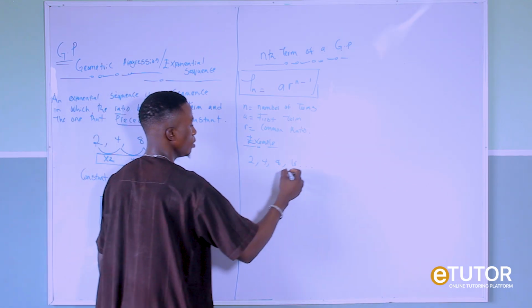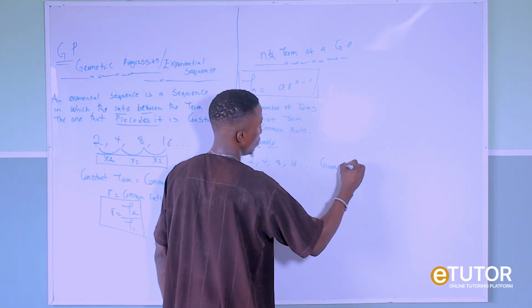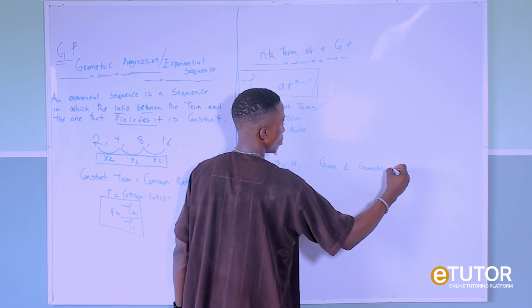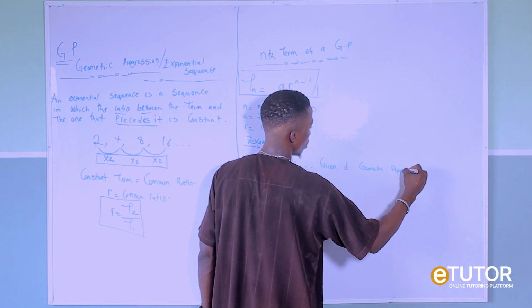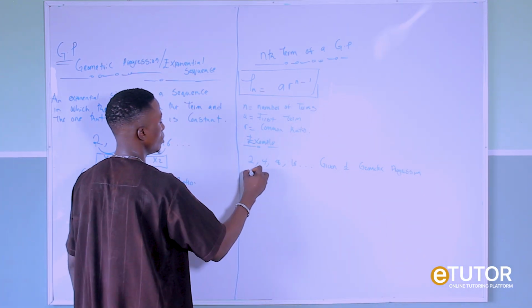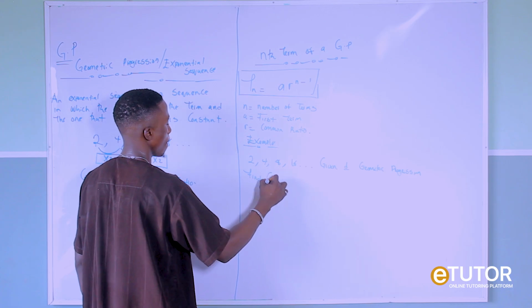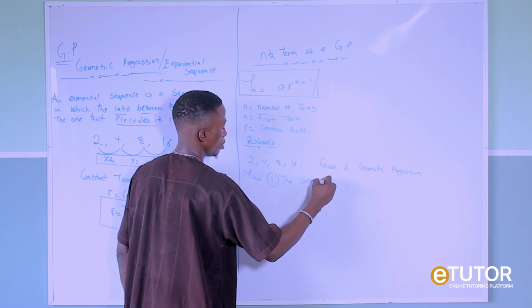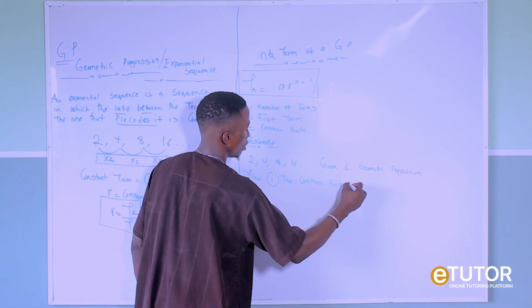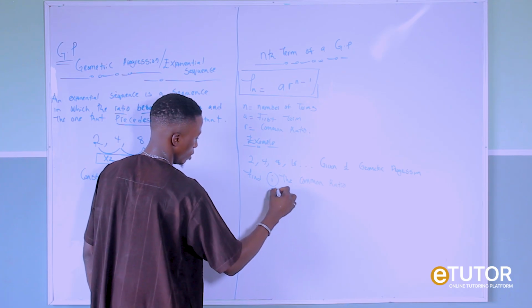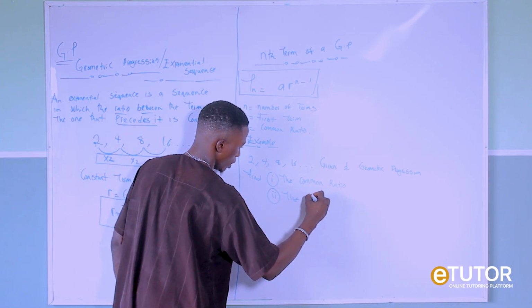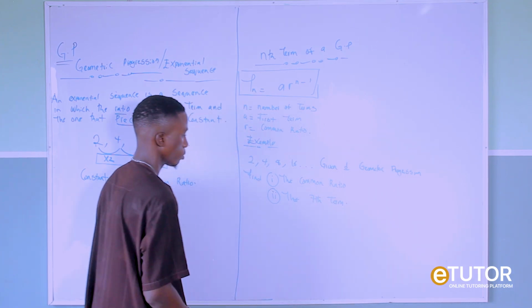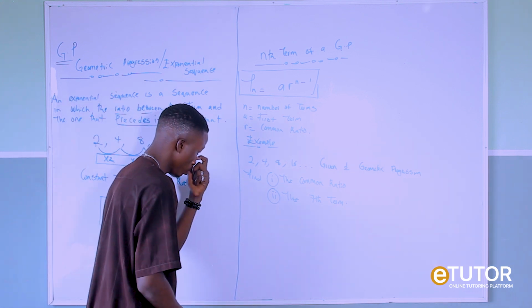It says, given the geometric progression, find the common ratio and the 7th term.